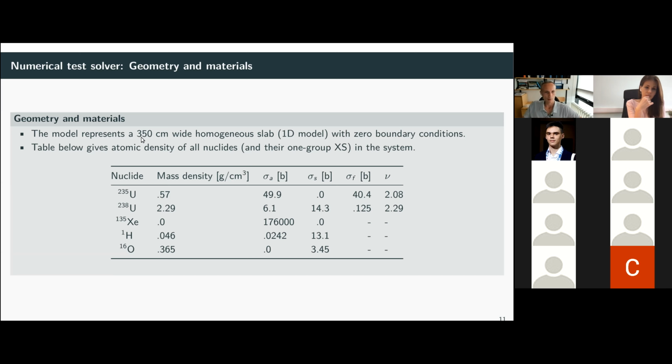It's a 350 centimeters wide slab reactor with zero boundary conditions. So basically, I just state that the flux at the boundaries is 0. And the material composition is given by this table here. It corresponds to a material that you would get if you homogenize a standard fuel cell from a pressurized water reactor, right? Although I didn't include the zirconium here, so it doesn't really react much with neutrons. But there is uranium, more hydrogen than oxygen. And I also include xenon because I'm going to use xenon as the feedback for my solver. And here are the cross sections that I use and the nu bar.